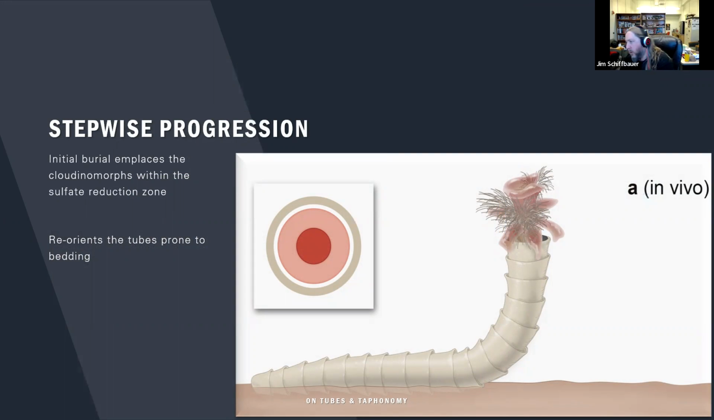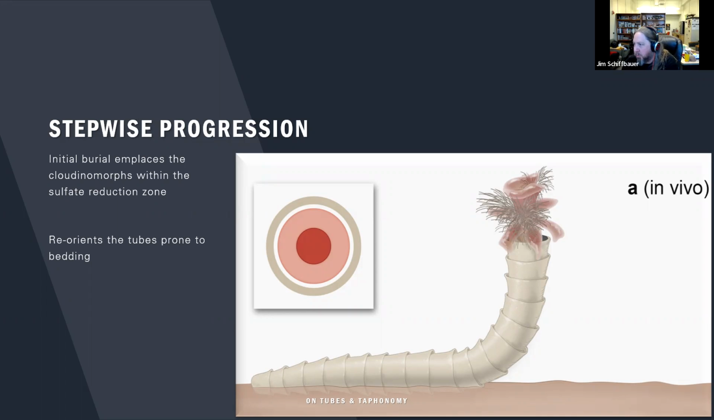So to walk through that process quickly, because I'm already running out of time and I need to get through some more slides. Effectively, the model that we are proposing for how these are preserved is pretty straightforward.